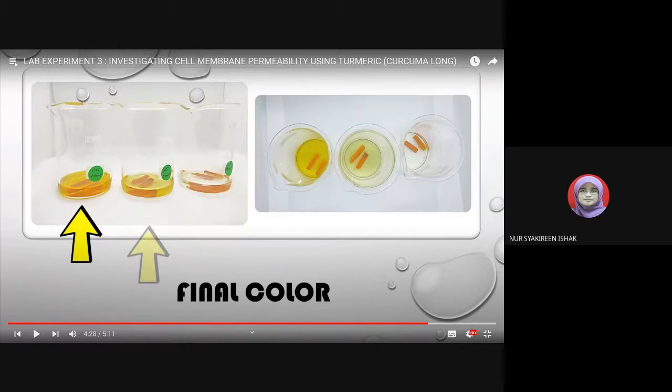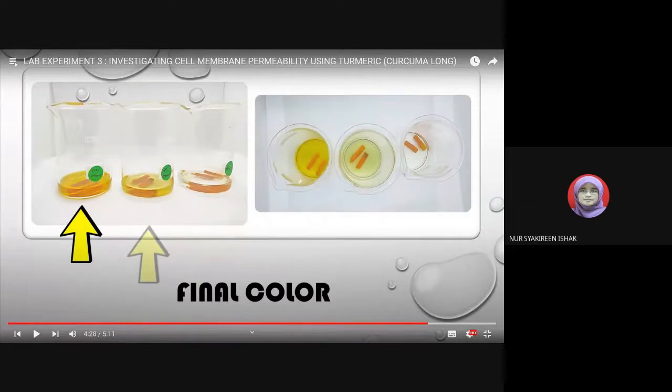For the initial color, you know that all three solutions with turmeric in them appear clear. For the final color, you want to record the result: for the distilled water, the color remains clear. As for the 25% ethanol, the color turns light yellow, and for the 100% ethanol, the color turns bright yellow. Light yellow for 25%, bright yellow for 100%.